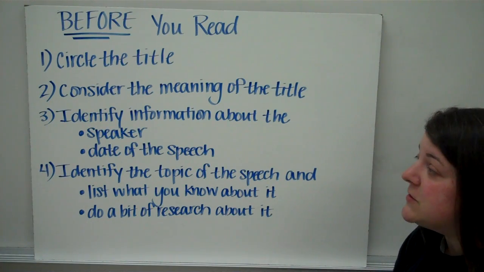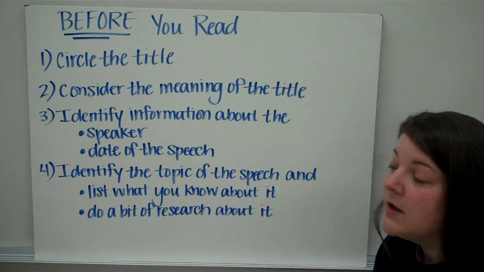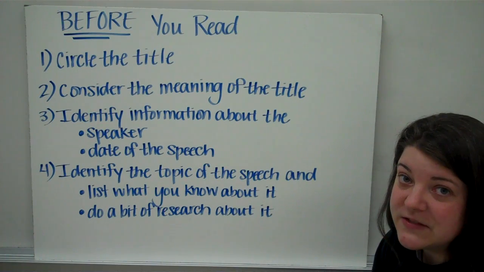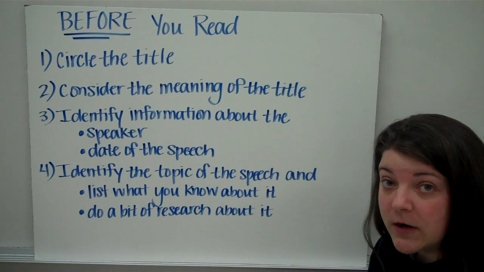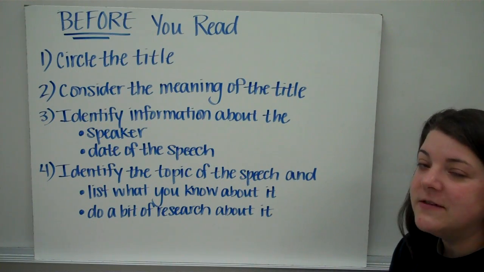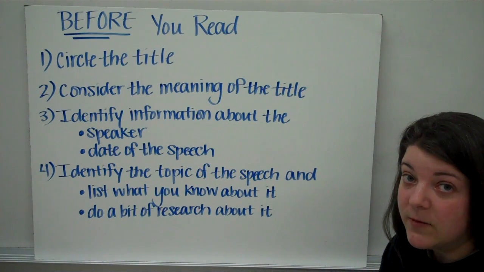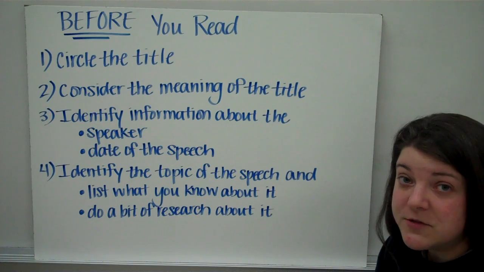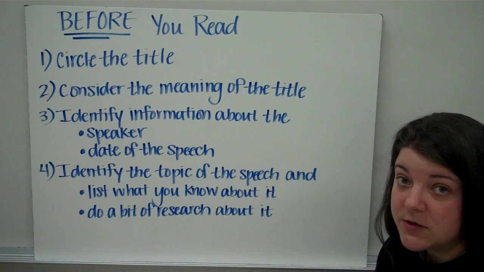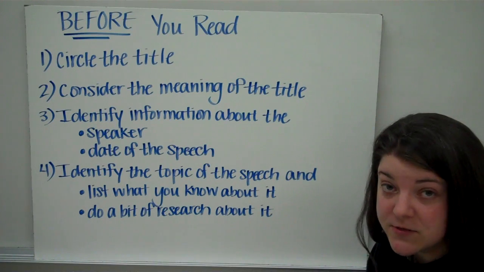The third thing, you want to identify some information, one, about the speaker, and two, about the date of the speech. That's going to give you historical context. And then four, you want to identify the topic of the speech, as well as list what you already know about that topic, and perhaps do about 5 minutes worth of research on that topic so that you have a better context for what this speech is going to be about.